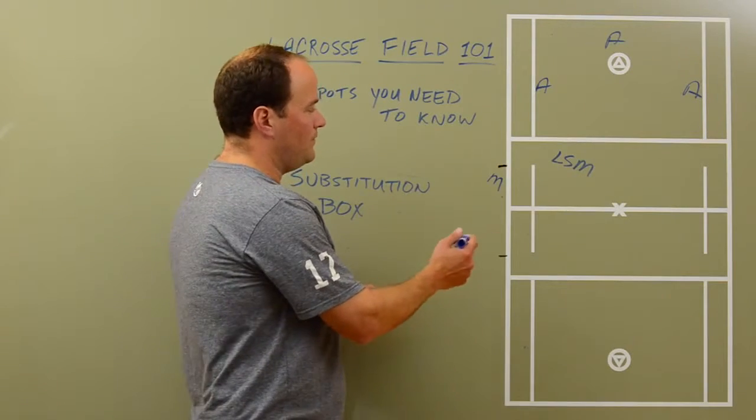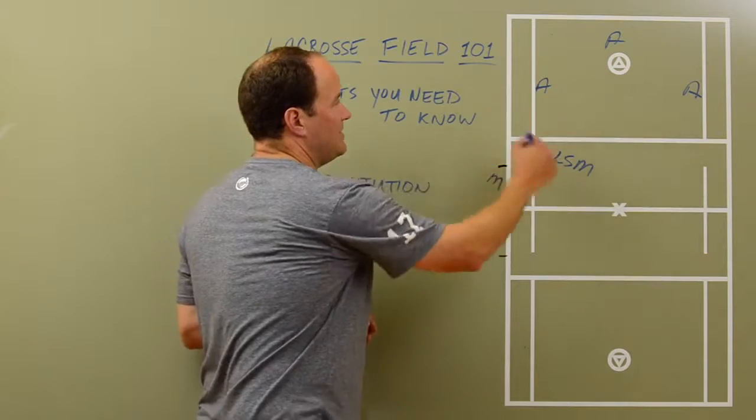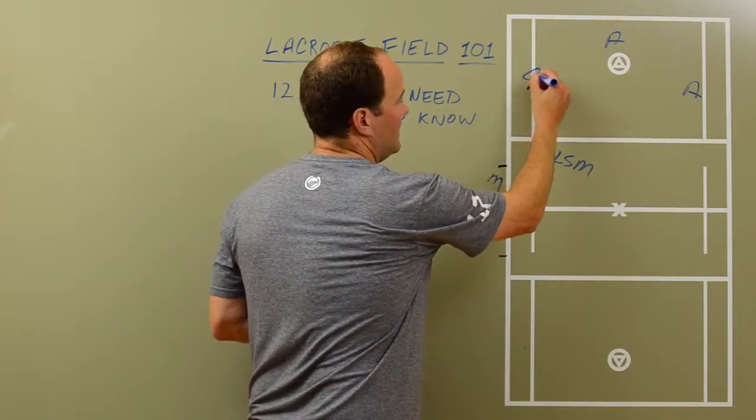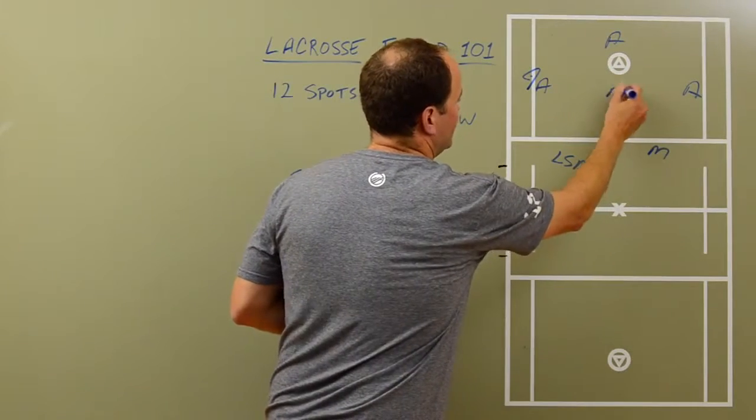Okay, so I'll briefly explain kind of how it works. Let's say in this case the ball's down here with the blue team. Okay, they've got 1, 2, 3, 4, 5, 6 guys in the game.